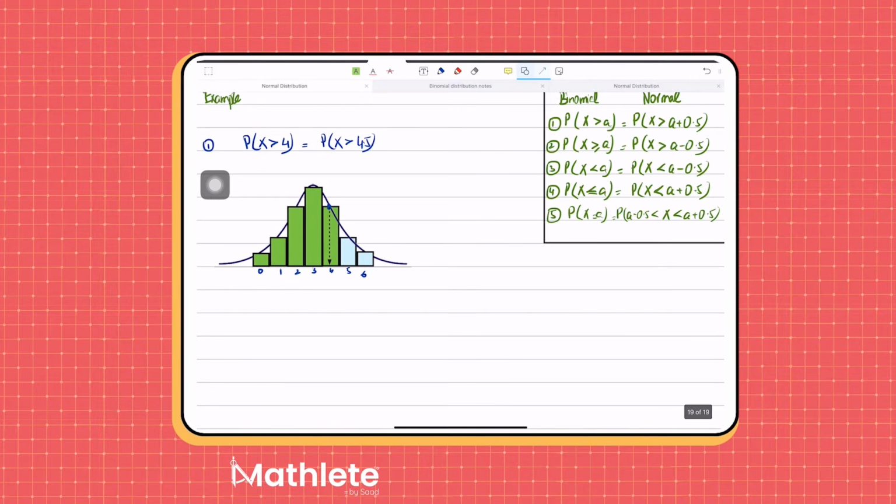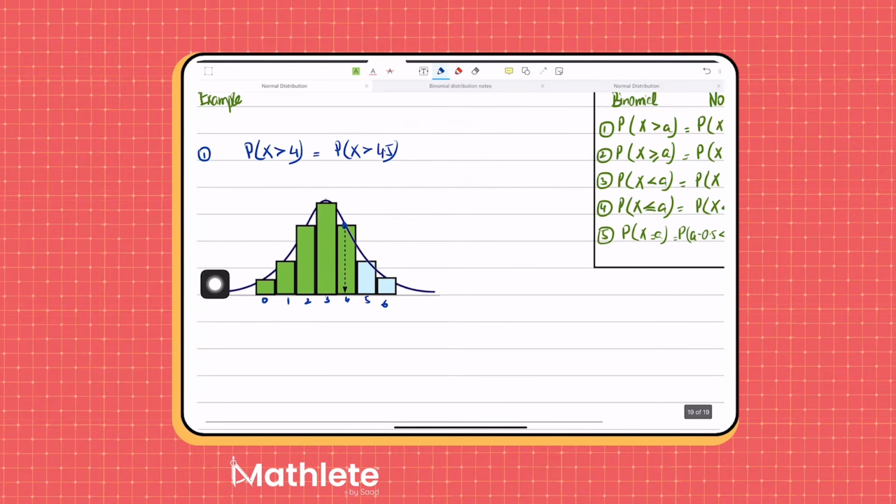So if we are asked to calculate in a binomial distribution the probability of x being greater than 4, that means we're talking about 5 and 6. But if you look at the normal distribution curve, this is where 4 is. And we are asked to calculate the probability of x being greater than this value.